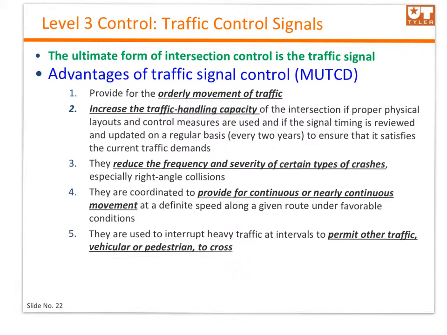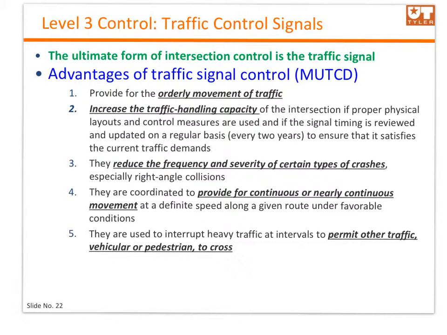Another advantage of having a traffic signal is that they are coordinated to provide for continuous or nearly continuous movement at a definite speed along a given route under favorable conditions. And one of the assumptions that we always make while designing the traffic signals is that if you are at the right speed limit, you would be able to go through most of the intersections with the green light. The fifth advantage of having a traffic signal is that they are used to interrupt heavy traffic at intervals in order to permit other traffic, vehicular or pedestrian, to cross.